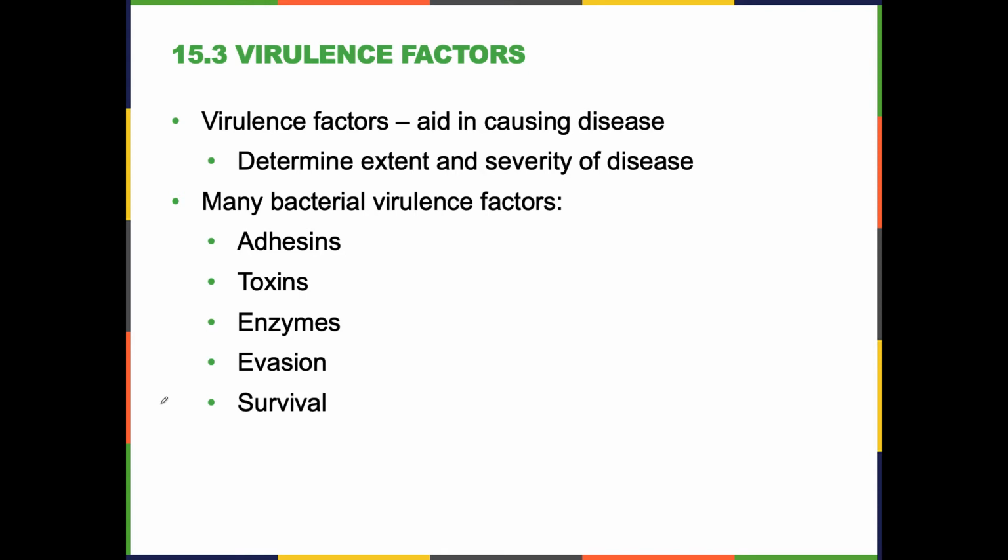So some are much more severe than others. Okay, we're going to talk about 5 general classes of virulence factors, or at least 5 general outcomes: adhesins, toxins, enzymes, evasion, and survival. And we already talked about adhesins, right?